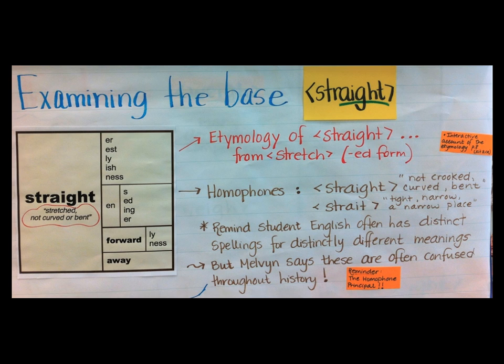Examining the base straight. When you're ready and you feel like your kids want to go a little bit deeper, use this word as a jumping off point to begin working with some of the etymological aspects of spelling that we're teaching kids. Straight has some historical backgrounds to it that are fascinating, where it comes from, why it's spelled the way it is. Also, you can work with some homophones.